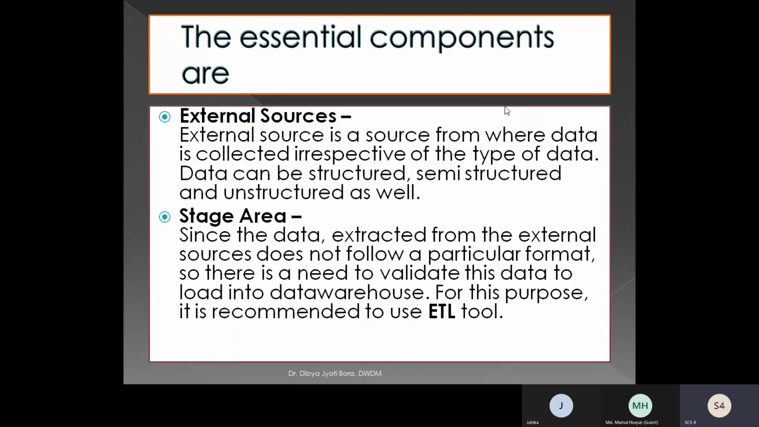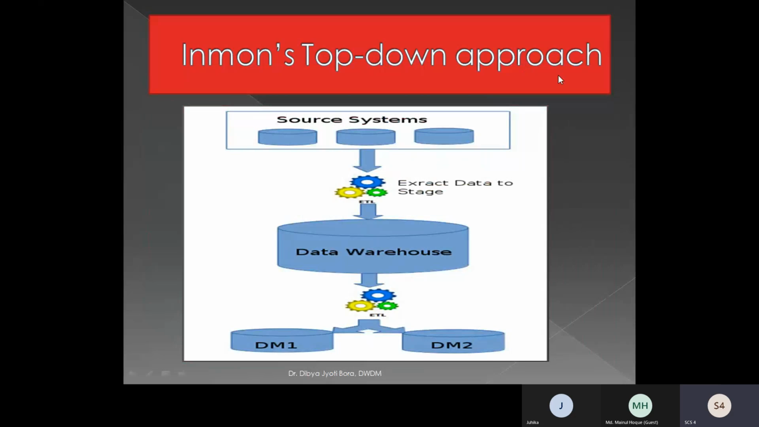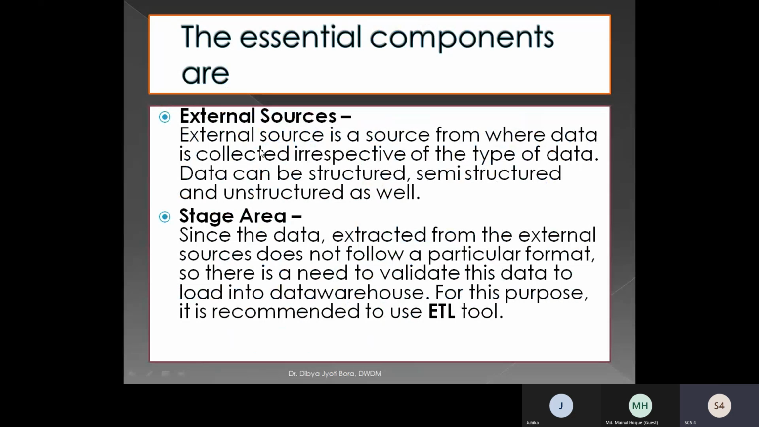Now, what are the components here? From the diagram, it is very clear. First, external sources. External sources from where the data is collected, irrespective of the type of data. So this is a mixture of data. It may be structured, semi-structured, unstructured. I hope you all know what structured, semi-structured, and unstructured data are, because in the very beginning I discussed each of them, and I also know that you have some example of each of them. So can you cite an example for structured, semi-structured, and unstructured data quickly?